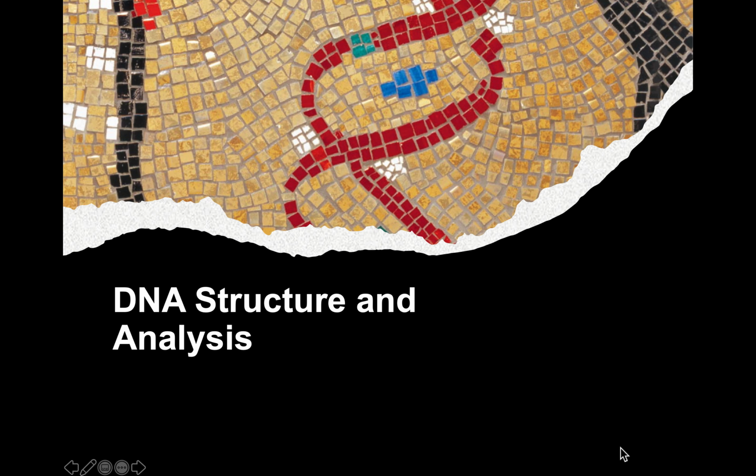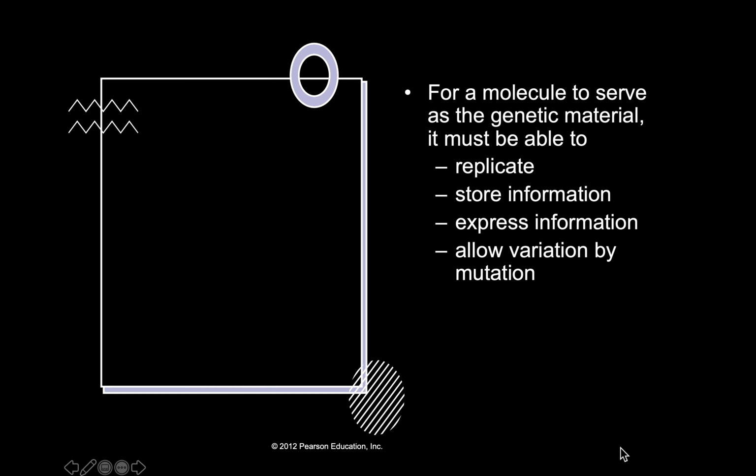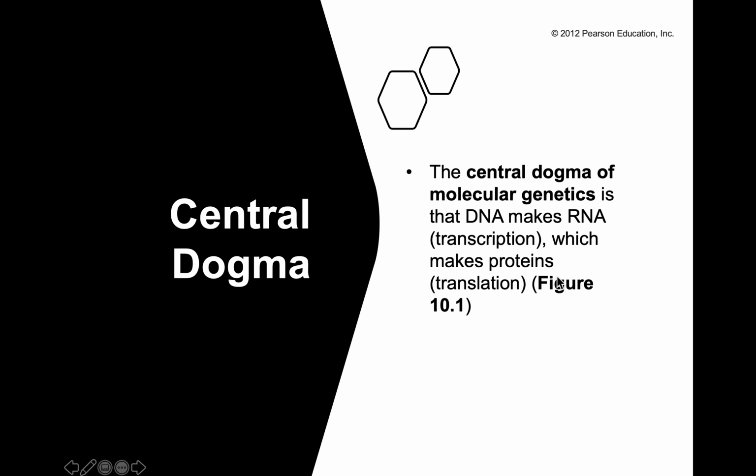Hi everyone, so today we're going to be talking about DNA structure. The genetic material actually needs to exhibit four characteristics. It needs to be able to replicate, to store information, to express that information through RNA to protein, and also allow variation by mutation in order to evolve.